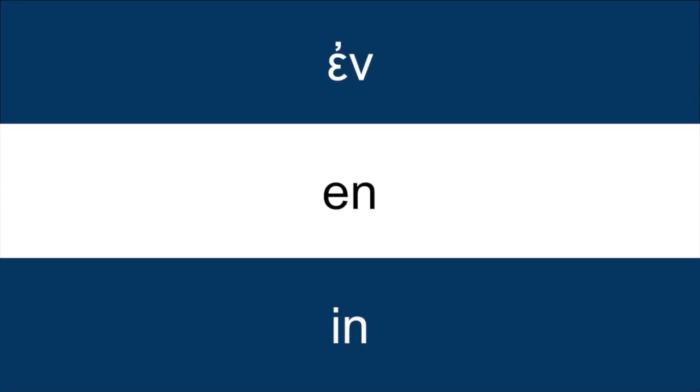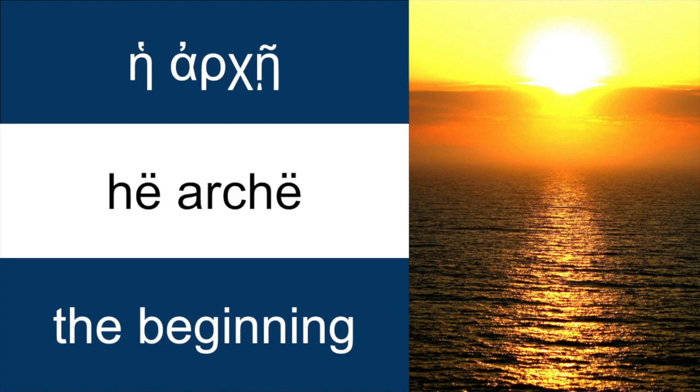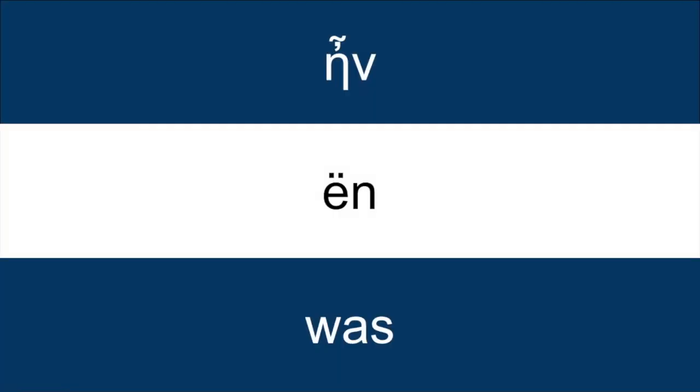So the first vocabulary word is en. It's a short e, epsilon, meaning in. The second vocabulary word is he arche. He shows that it's feminine. Arche means beginning. He arche, the beginning. Ein, the past tense of to be. Ein, was. Notice this is a longer e sound, A, not eh, like epsilon. So it's eta. Ein.